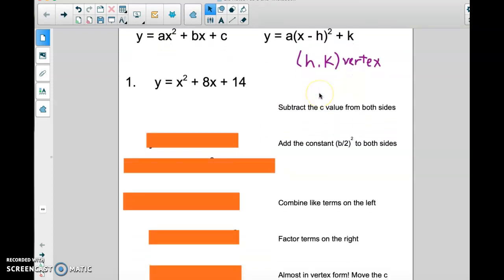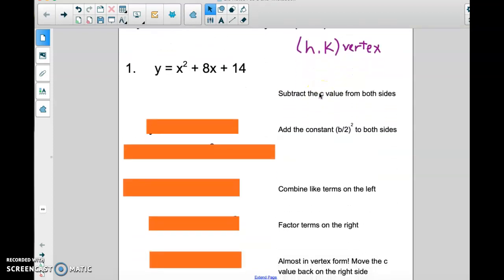Okay, so here is the first one we're going to do, and notice on the right hand side I have the steps. So feel free to pause this as I go step by step and write down my work, the math work, and then the explanations on the side. Okay, so the first step, as usual, subtract the c value from both sides. So my c value is 14. I'm going to subtract 14 on both sides.